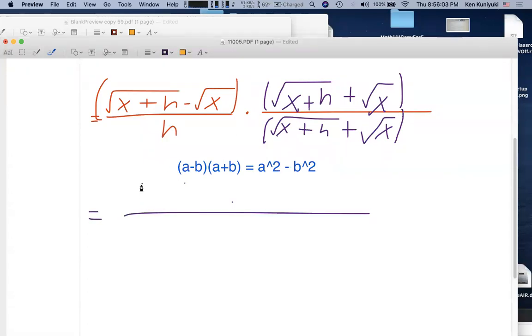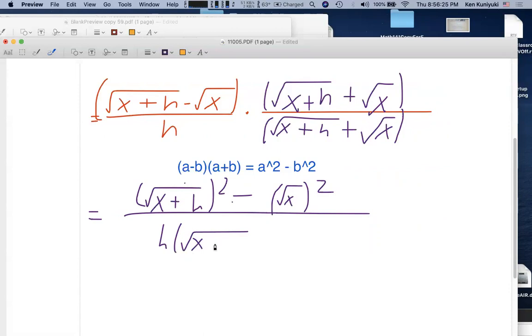the square of the first radical, the square of root x plus h, minus the square root x. Okay, all over that ugly denominator of the h, and don't forget the bottom right. Sometimes I forget the bottom right. Wishful thinking. H times the quantity, root x plus h plus root x.